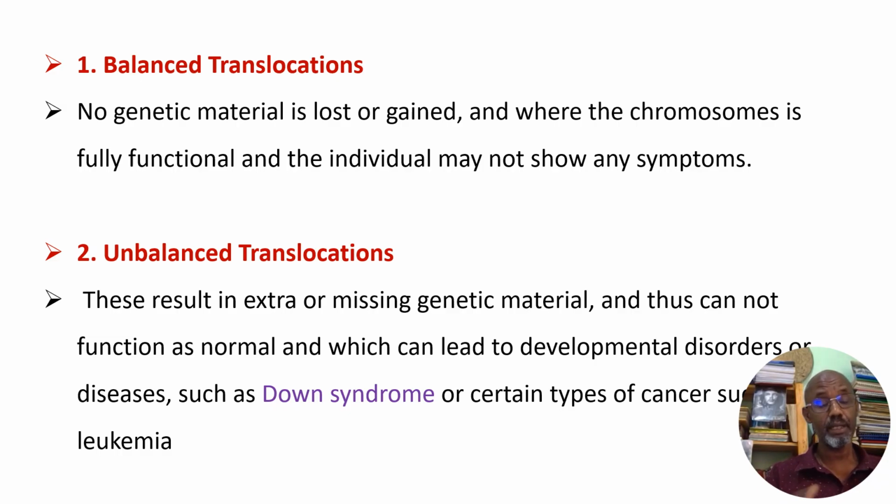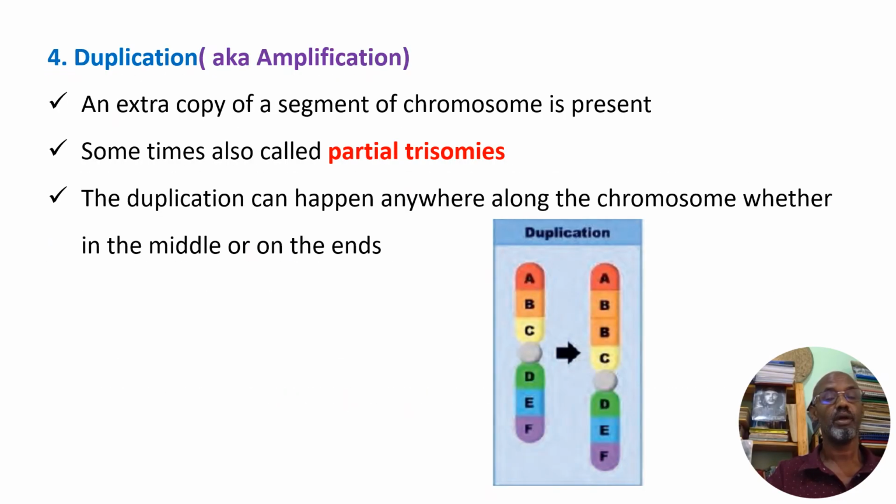You see, in balanced translocation, there is no missing gene. It contains all the genes intact. In unbalanced, the individual is receiving missing genes, lost genes, or even extra genes. Having extra genes because of translocation or missing genes because of translocation, both are not normal.